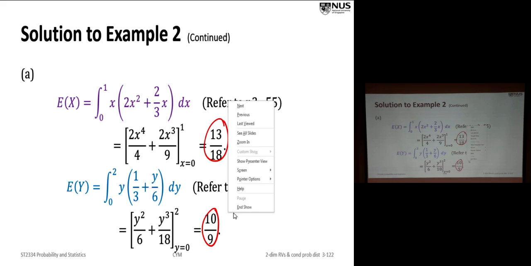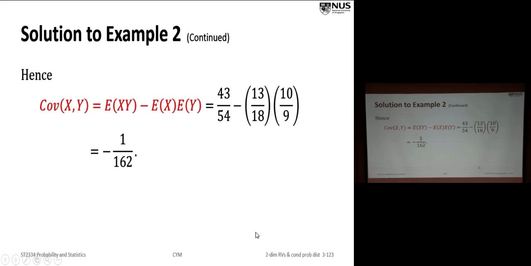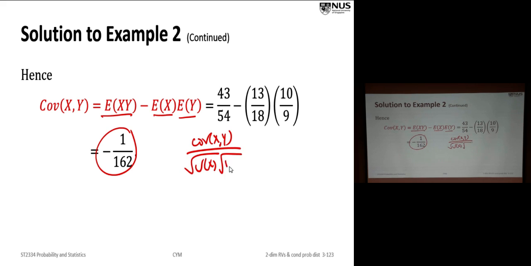So the covariance is equal to expectation of xy minus expectation of x times expectation of y. So it's equal to minus 1 over 162. So it's a negative number. But is it considered big or small? We cannot tell unless we work out the correlation of xy. That means we work on this one, then see how it compares with minus 1 to 1, to see how big the magnitude is.